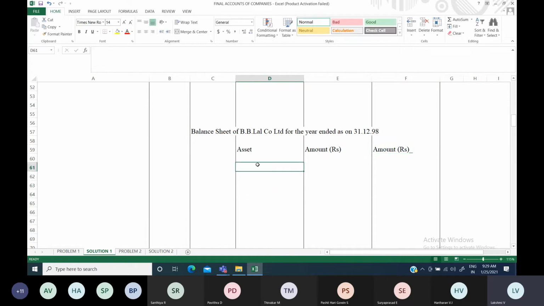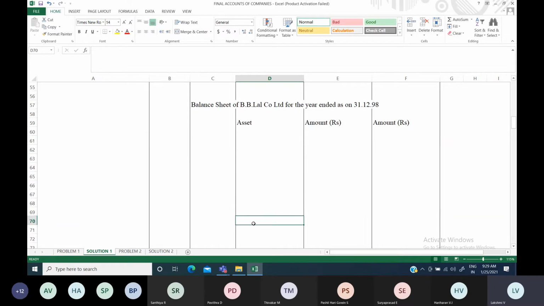Usually we write fixed assets first. Okay, fixed assets: plant and machinery, furniture, anything if you have, you just write. You'll be writing down all those things, and then you'll be going for current assets. Under current assets only, we will be having the sundry debtors. Okay, so if you want, you can leave out some space and then move on, or else let me start here itself.